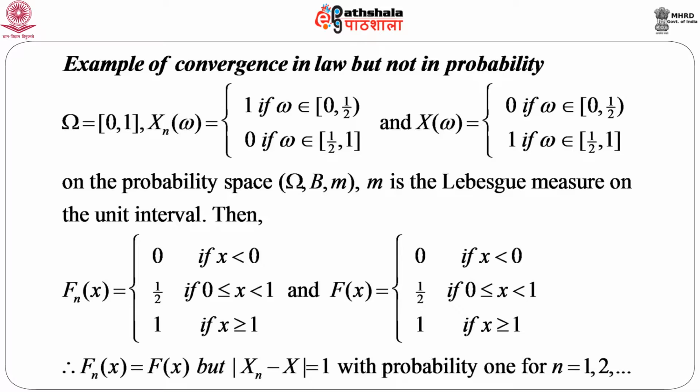So, immediately it is clear that F_n(x) equals F(x) for every x, but if we calculate the modulus of the difference X_n minus X, it is exactly equal to 1, because on the set where X_n is 0, X is 1, and on the set where X_n is 1, X is 0. So, the modulus of the difference is always 1. So, |X_n minus X| is 1 with probability 1 for every n equals 1, 2 and so on. So, this shows that although we have convergence in law for this example, convergence in probability does not hold good.